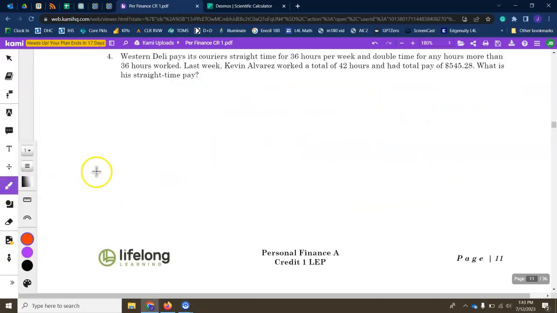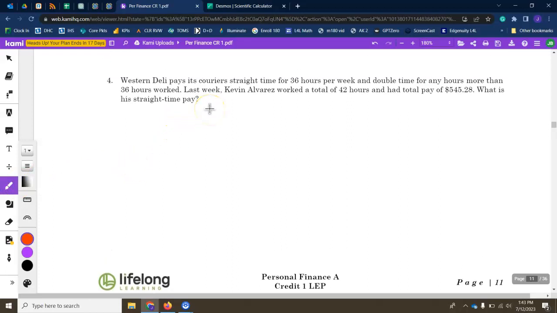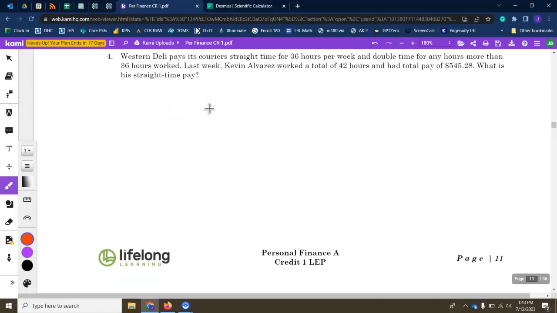Now, number 4 is different. We're taking similar steps. However, we are doing double time pay. So instead of using 1.5 to solve for the overtime, we're using a 2 instead of a 1.5. So let's read it and try to blast through this because we are running out of time on our 15-minute video limit. Western Deli pays its couriers straight time for 36 hours per week and double time for any hours more than 36 hours per week.